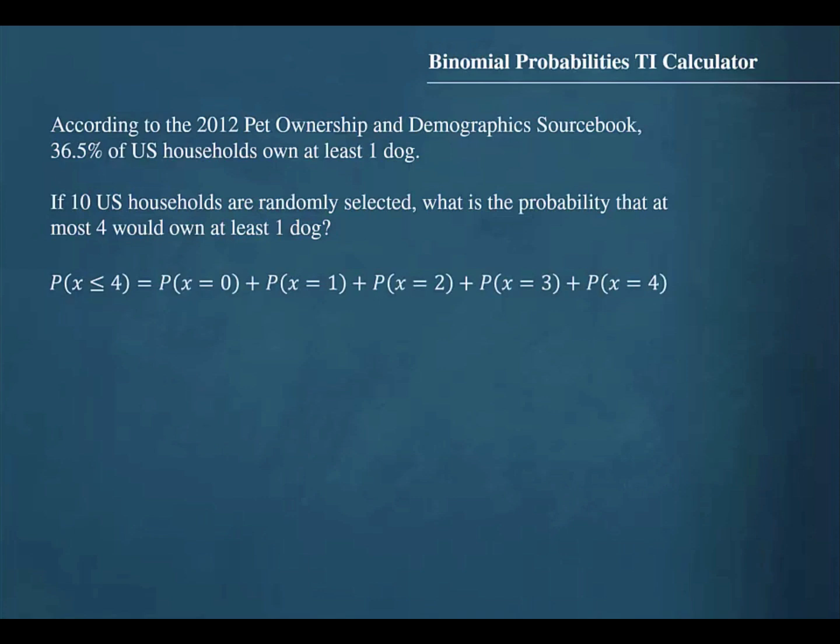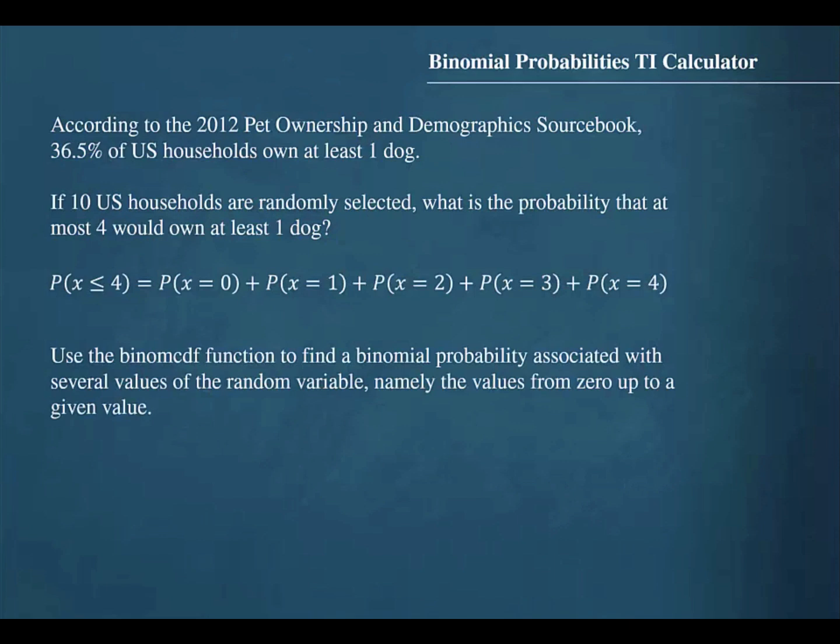Since this is a discrete random variable, we can find this probability by adding together the probability of 0 successes, the probability of 1 success, the probability of 2 successes, and the probability of 3 successes, along with the probability of 4 successes. Fortunately, it is not necessary to calculate each of these probabilities individually. We can use the binomial CDF function on your graphing calculator to find a binomial probability associated with several values of the random variable, namely the values from 0 up to a given value.